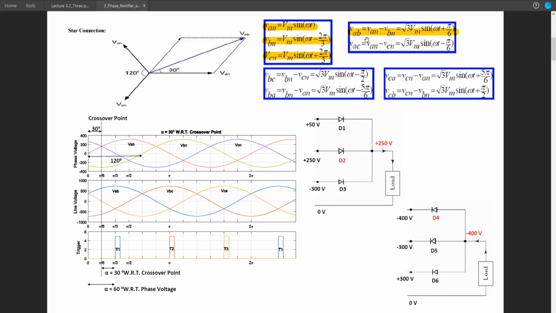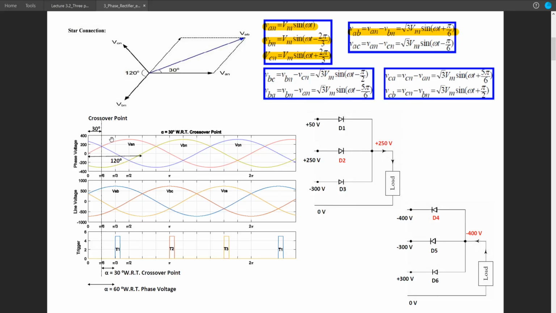So if we numerically calculate VAB, this will be root 3 times VM into sine of omega t plus pi by 6, so omega t plus 30 degree. Since VAB is in a counterclockwise angle from VAN, this 30 degree will be positive. So again we can calculate the value of VAC and so on. This will be very helpful when we derive the VDC and VRMS.